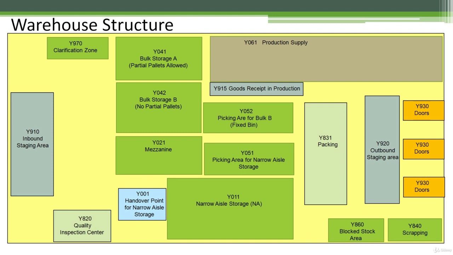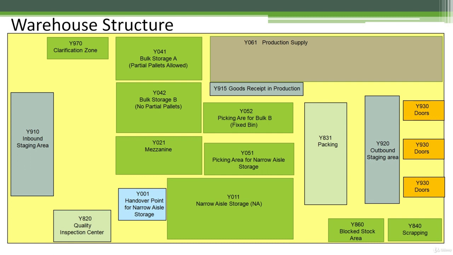After unloading in the staging area or the quality inspection area, we would then place the products into the warehouse storage types. It can be Y041, which is bulk storage A. Y042 is bulk storage B. We can store the parts into a mezzanine kind of storage, which is Y021, or we can store them in a very densely packed aisle structure of narrow aisle storage. If we are planning to store the products into the aisle storage, we would receive them via an intermediate storage type, which is Y001, called the handover point for narrow aisle storage.